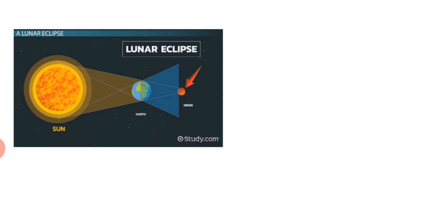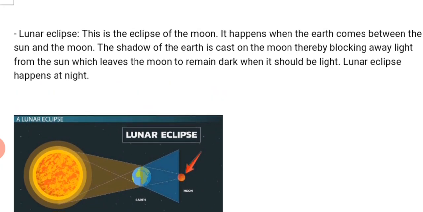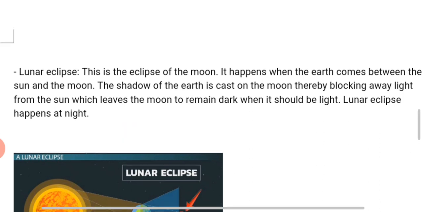In this phase, moon is going to experience total darkness because earth has blocked away the light that supposed to reach the moon for it to experience the light. That's why it's called what? Eclipse of the moon or lunar eclipse. That is, the earth is blocking away the light from reaching the moon. Once again, we said eclipse of the moon, that is lunar eclipse, happens when the earth comes between the sun and the moon. I believe with the picture, this thing is clear to us.